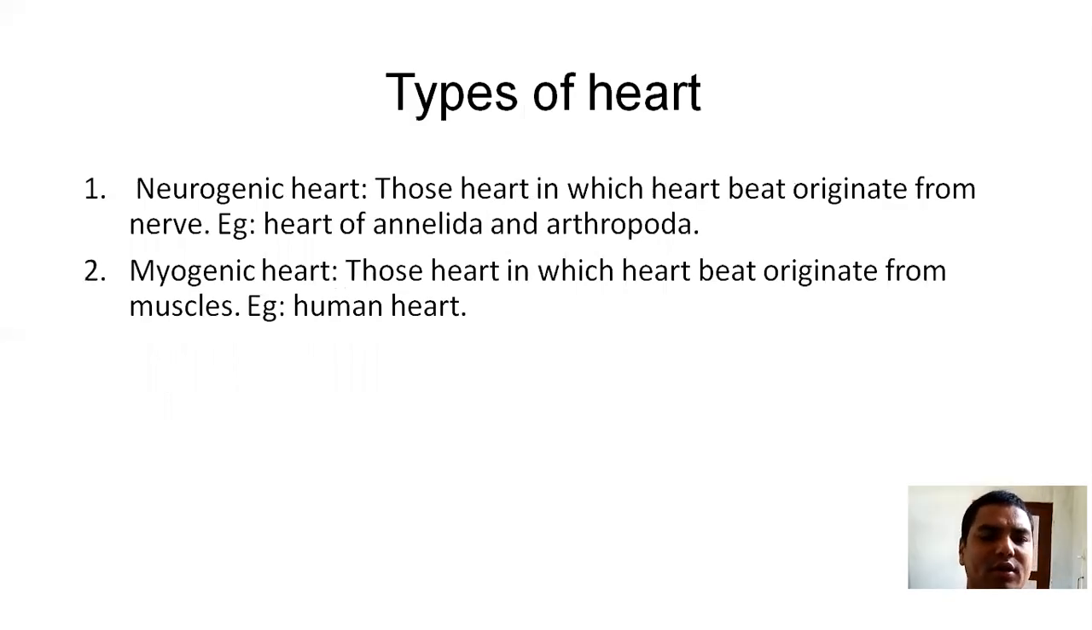Now, I'll explain here about different terminology related to circulation. First of all, types of heart. There are two types of heart: neurogenic heart and myogenic heart. Neurogenic heart means those hearts in which the heartbeat originates from nerve. This type of heart is present in Annelida and Arthropoda. Myogenic heart, those hearts in which the heartbeat originates from heart muscles. For example, the human heart.